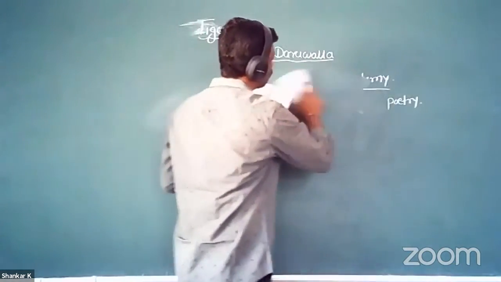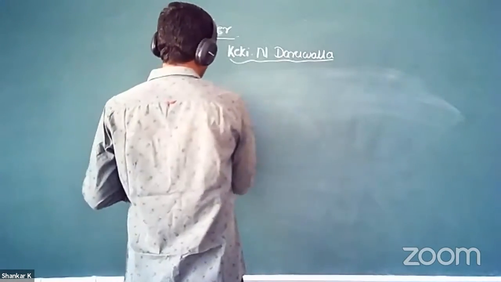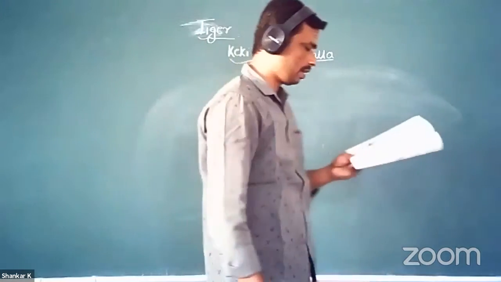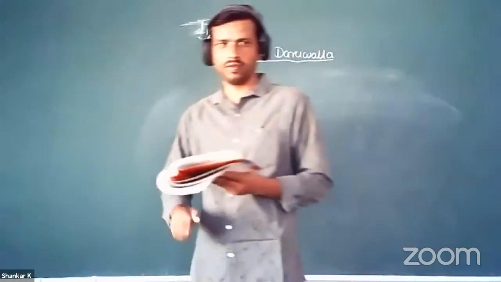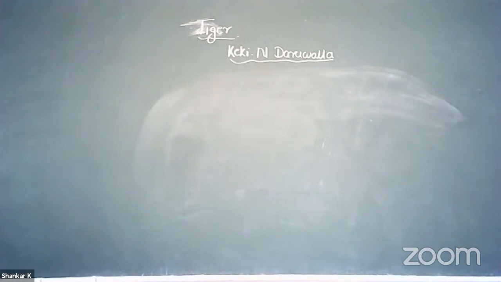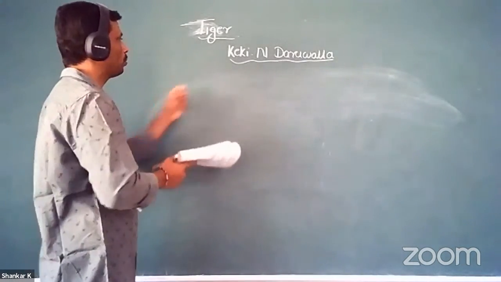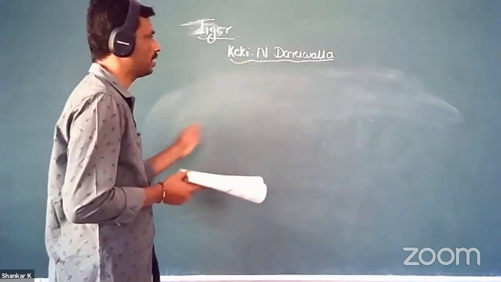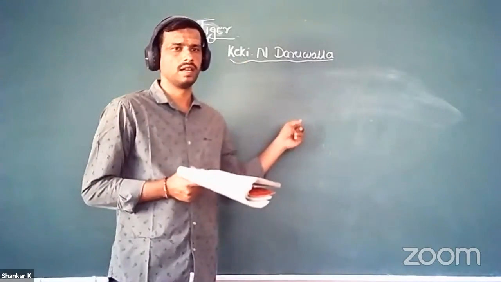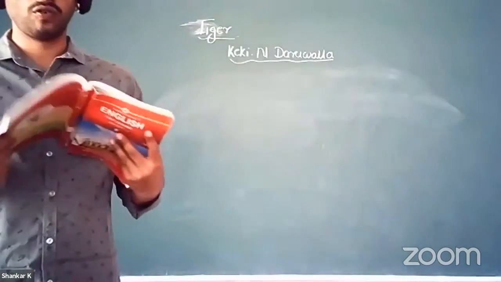So this is the introduction about K.K. Daruvala. He won the Sahitya Akademi Award in 1984, and he won the Commonwealth Poetry Award in 1987 for his work Landscape. Okay, before starting to write literature, he worked as an IPS officer. Now, let us go to the poem.